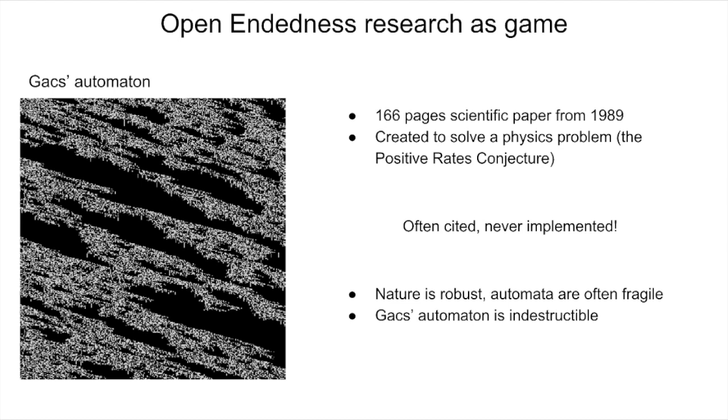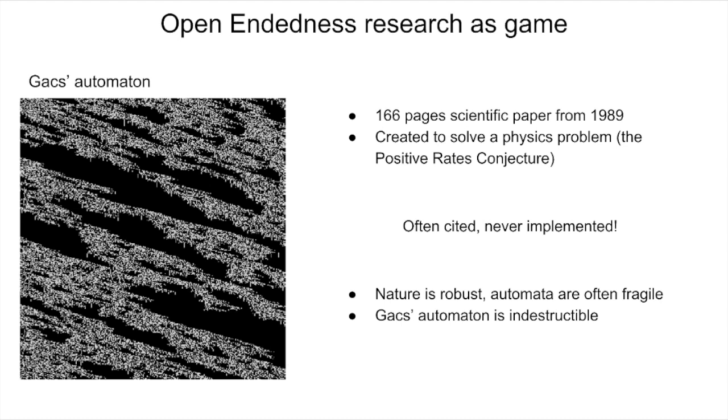Gacs' automaton refers to a paper that is 160 pages long that was initially written to try to solve a physics problem called the positive rates conjecture. The paper was extremely long and complex, and even if you understood it, it wasn't possible at the time to actually implement the automaton because computers were not powerful enough. So people cited the paper, but nobody ever actually implemented it.